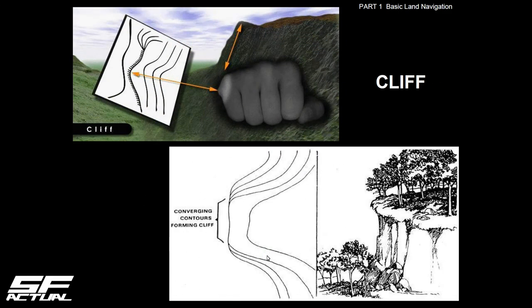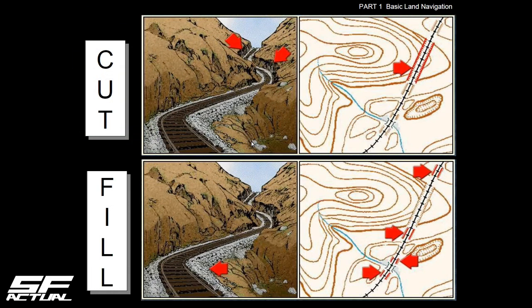Now, a cliff is an immediate drop, and you can see how these contour lines are converging on one another to show a cliff. Normally they will have tick marks that indicate that. Now there's also cuts and fills. So in this case with a railroad track, there is a cut coming through, and then there is a fill where they built it up.